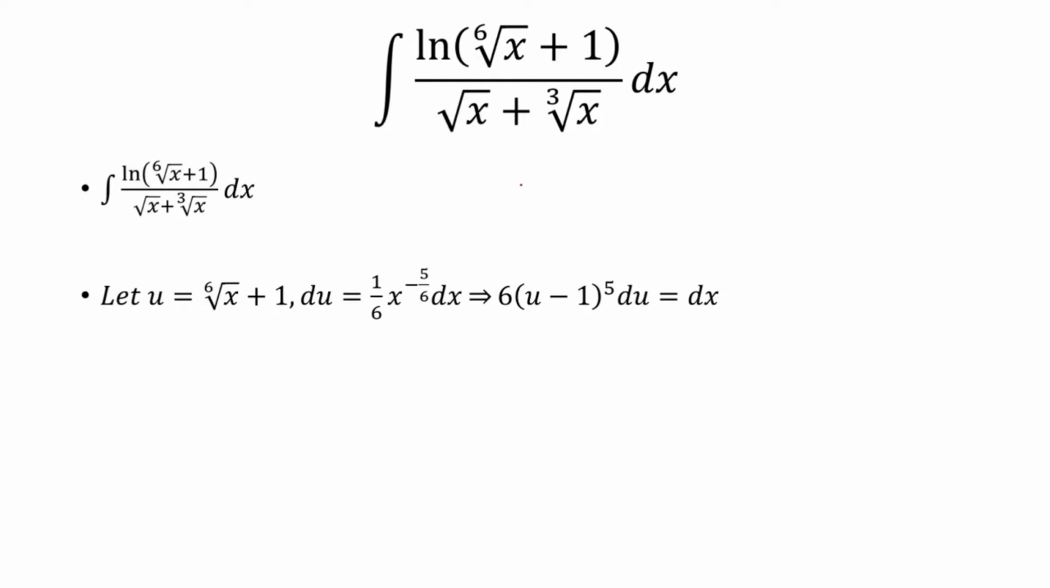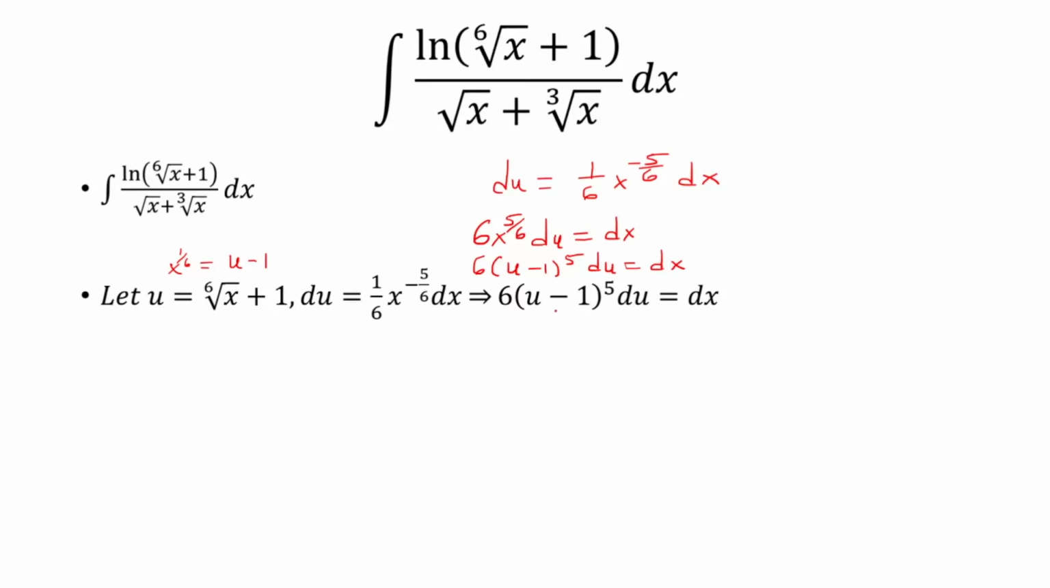I don't have the steps here, so let's go over it. Starting with du is equal to 1/6 x to the negative 5/6 dx, I multiply both sides by 6x to the 5/6. And notice that if I solve for x to the 1/6 here, that's just going to be u minus 1. That means x to the 5/6 will be u minus 1 to the 5th power. Okay, and that's how we got dx.